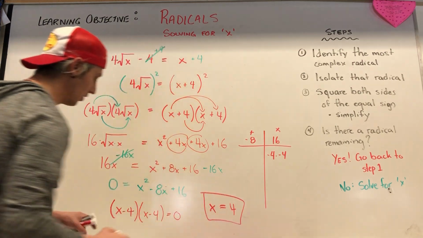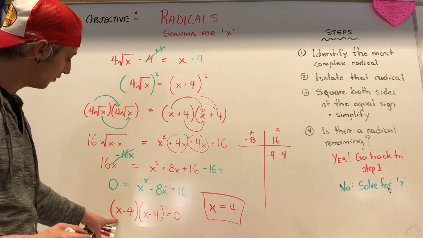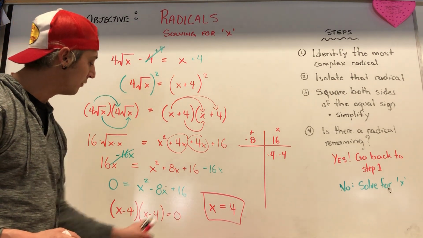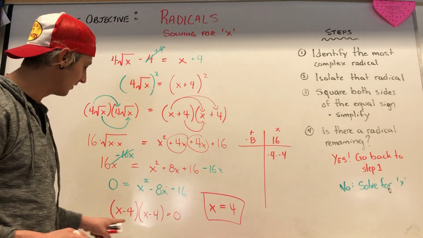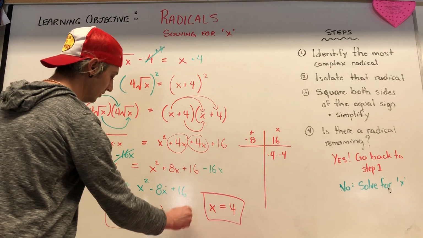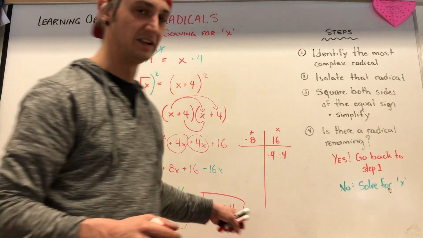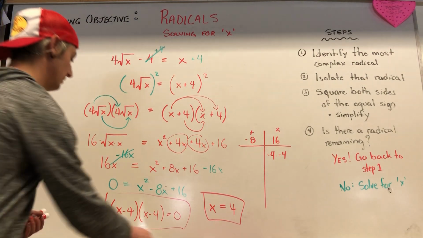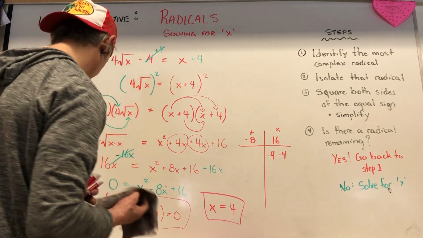The answer is x is equal to 4 because when x is equal to 4, 4 minus 4 is 0. 0 times any number is 0. That will make the left equal to the right. So a value of 4 for x is what makes this equation true. So x is equal to 4 is our answer on this one. Let's try another one.